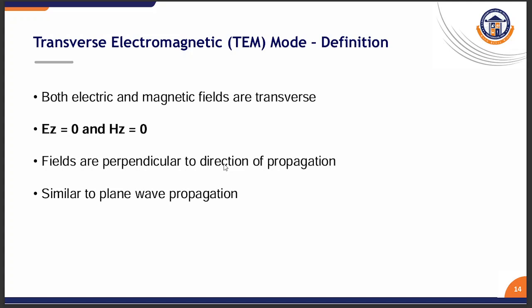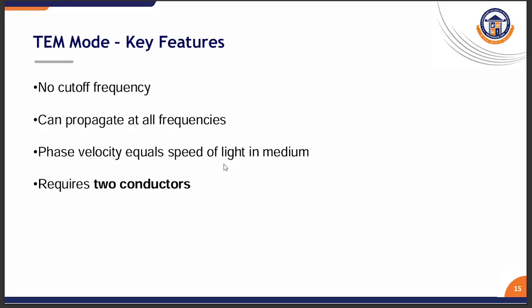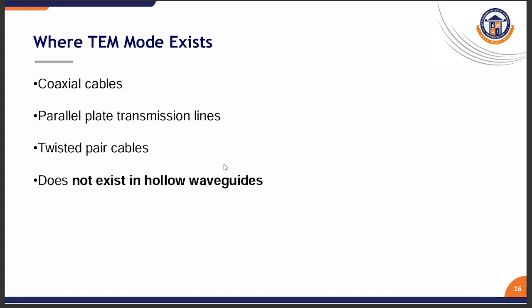The key feature of TEM modes is the absence of a cutoff frequency, and it can propagate at all frequencies. Phase velocity equals the speed of light in the medium, and it requires only two conductors. So TEM mode exists in coaxial cables, parallel plate transmission lines, twisted pair cables, and does not exist in hollow waveguides. The phase velocity of TEM waves is equal to the speed of light in the medium, and power transmission is highly efficient with minimal dispersion.